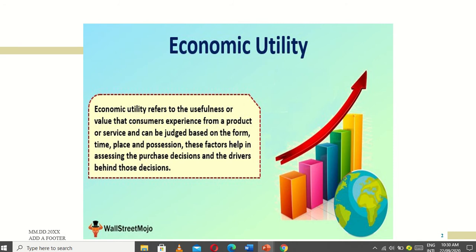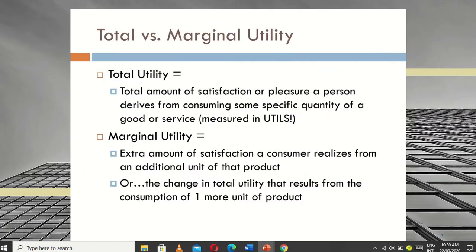From the word utility, there's what we call utils. Utils is the unit used to measure utility. Now let's discuss today total utility and marginal utility.